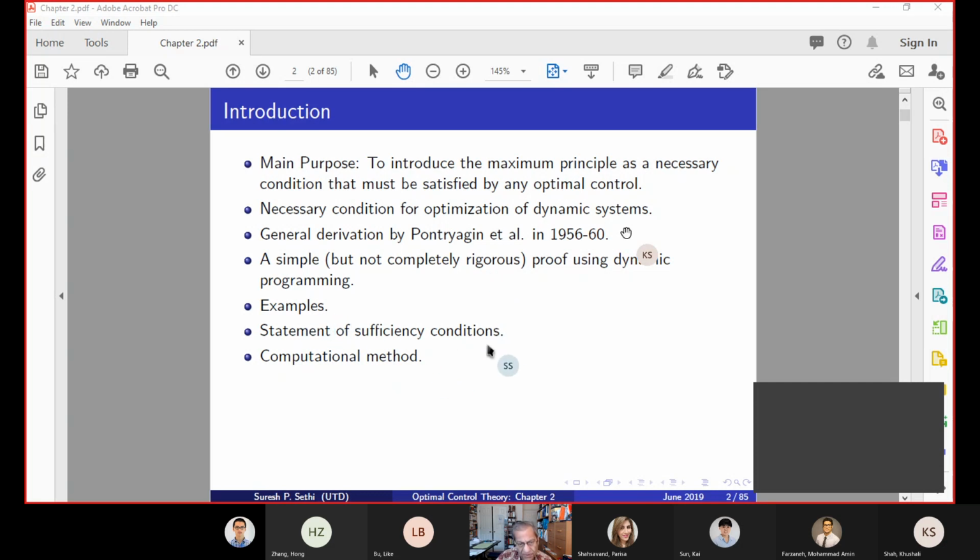Then there will be examples. I will also give you a sufficiency condition at the end of this, and there will be a computational method, which is based on Excel, and I guarantee that you know more Excel than I do. So there will be an exercise that will ask you to solve a control problem using Excel, and that is about as far as I go on computational methods of optimal control.